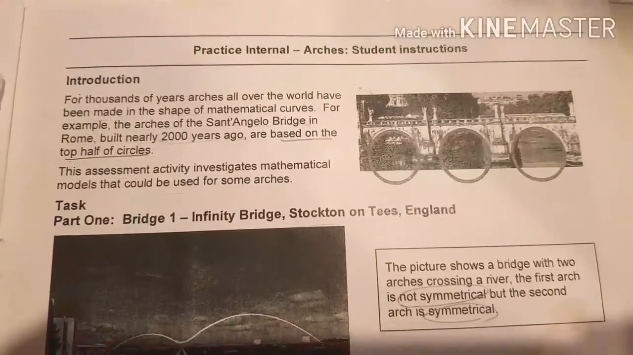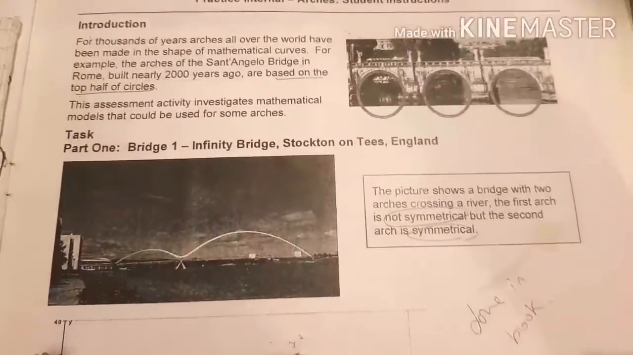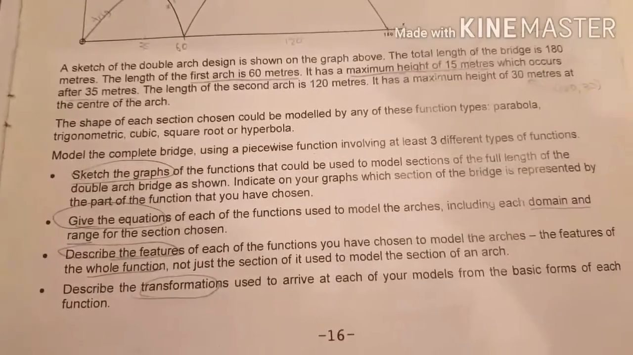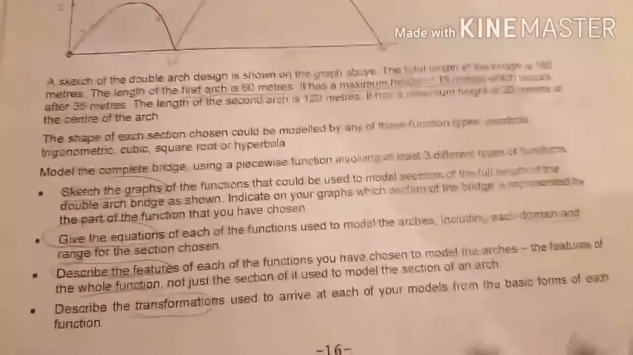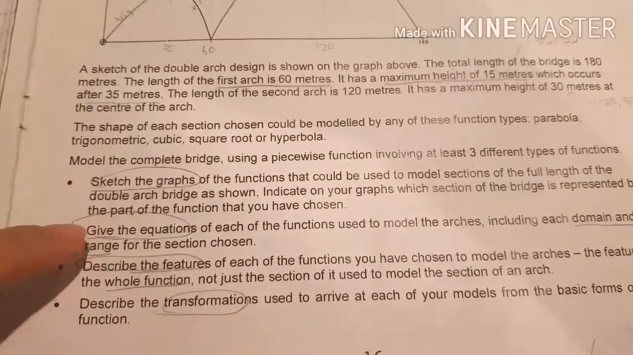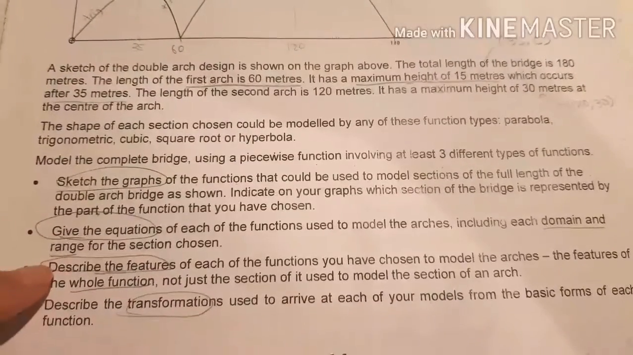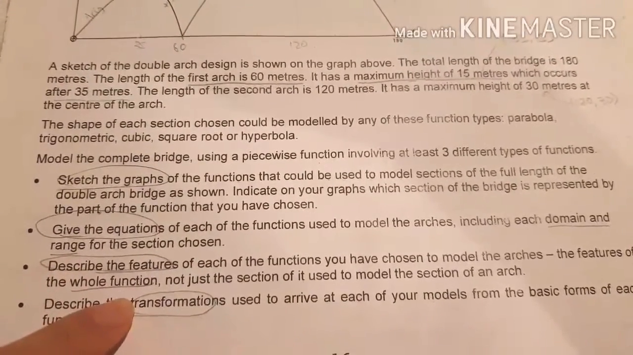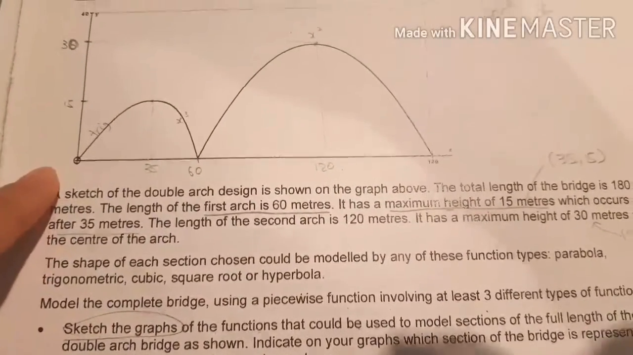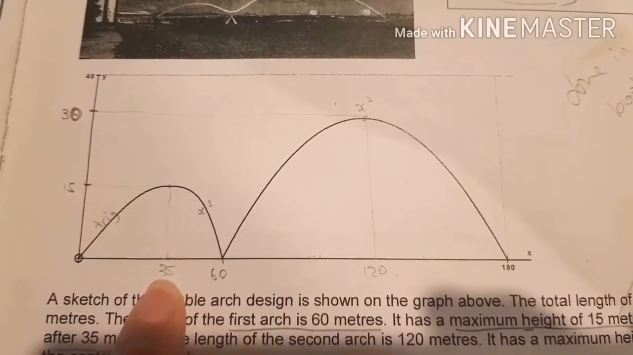Okay, today I'm going to go over the practice internal arches, right? Hopefully you had a chance to go over and read all the questions. So what was asked for you to do is sketch the graph, give the equation, describe the feature and transformation, okay? If you read all these details, you should be able to find out that this value is 35, 15.